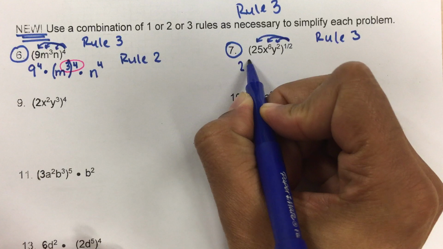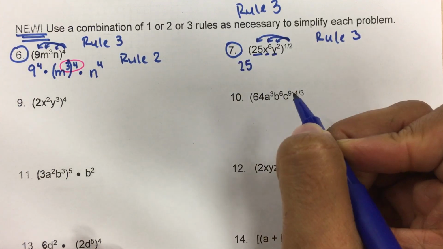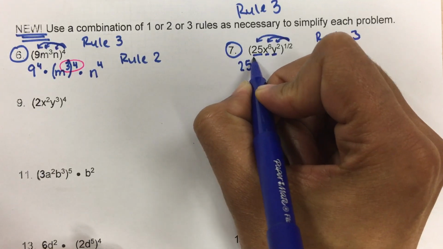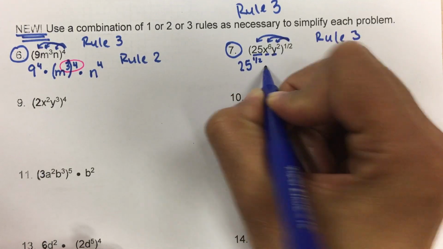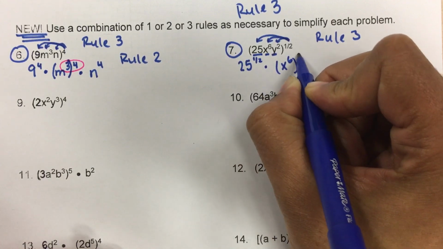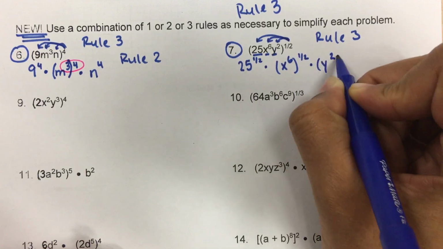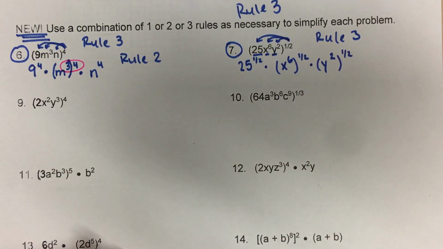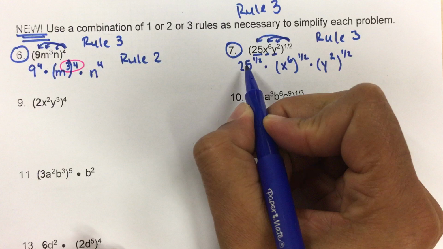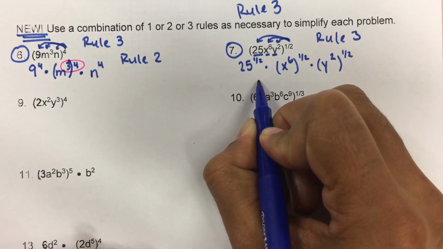Okay, so 25, the base of 25, how many bases do we have? 1, 2, 3. We got to do this 3 times. 25 gets an exponent of 1/2. X to the 6th gets an exponent of 1/2. Y squared gets an exponent of 1/2. Everybody gets an exponent of 1/2. Okay? And from there, we apply our stuff. You can type this into your calculator, and you'll get what? 5.